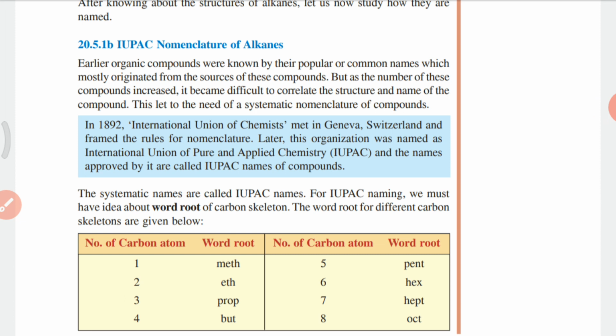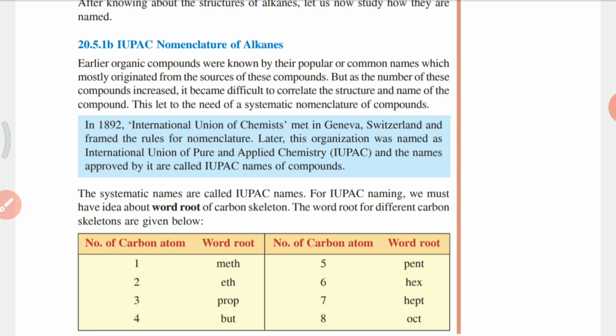In earlier times, carbon compounds were known by their popular names, which mainly originated from the source of the compounds. But as the number increased, it became very difficult to give names for each compound and remember them with their properties. So scientists were thinking about giving a name to each carbon compound by making some common rules.